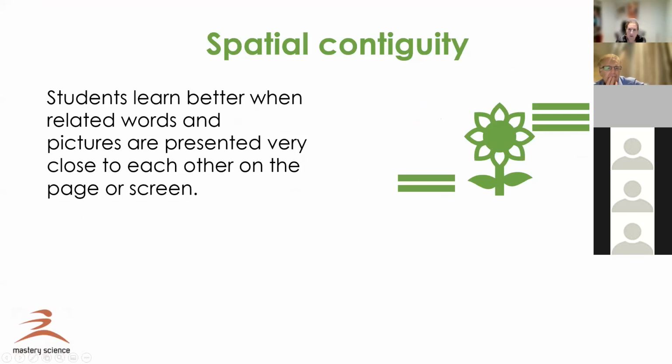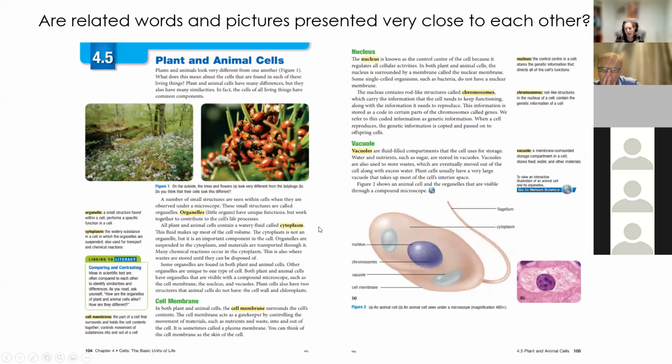So here's the next principle then. So we're saying that students learn better when we put words, text very close to the diagram that they're trying to explain, the picture on the page. So picture and text close together. So again, we're going to have a look at some different examples. So do you think in each of those, it's using this principle well, are the related words and pictures presented very close to each other? So have a look at each of these.